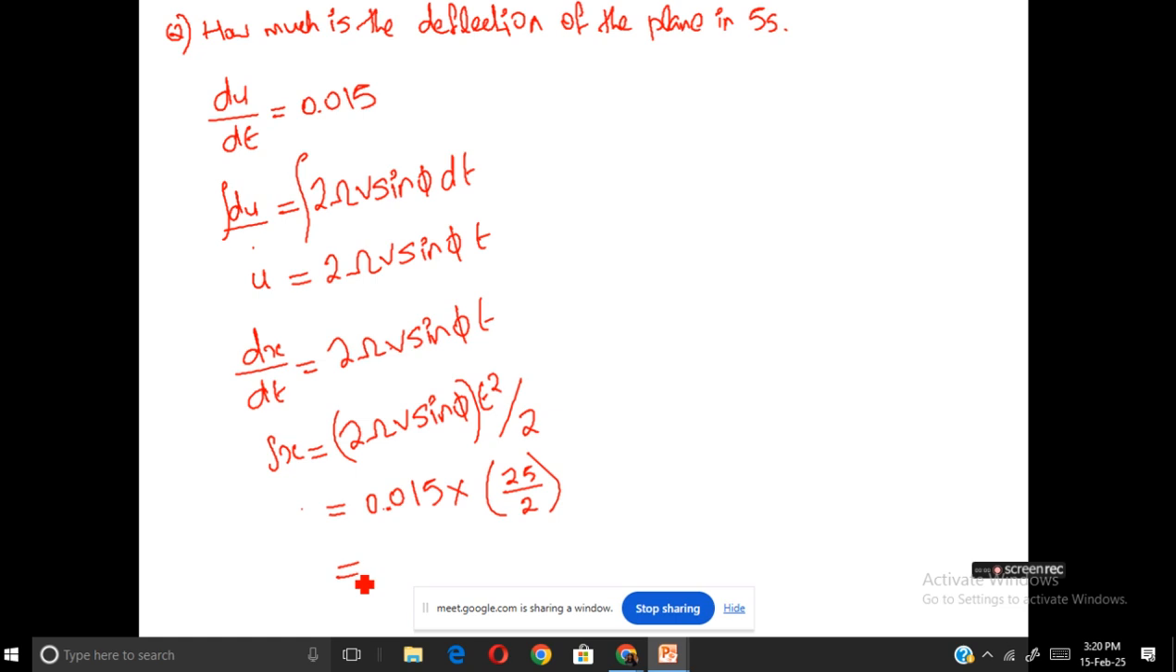How much it will be? How much it will deflect? How much the plane will deflect from its initial path after it has traveled for a time of 5 seconds? 0.015 into 25. 0.1875, ma'am. Yeah, 0.1875.